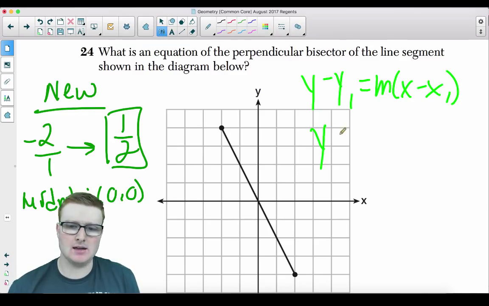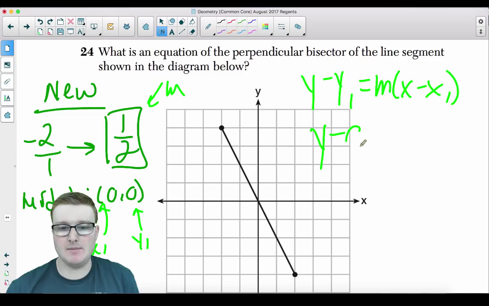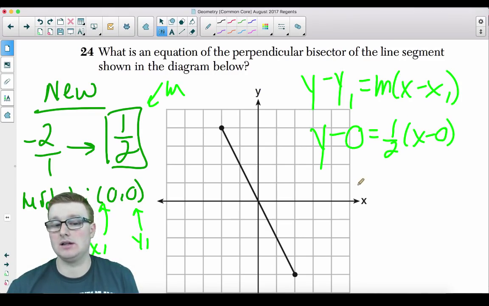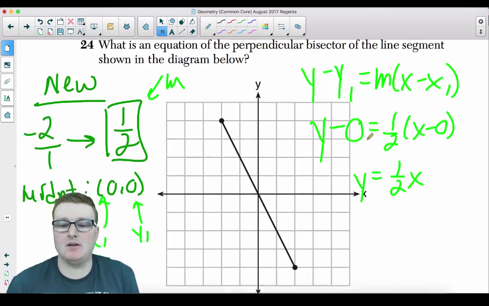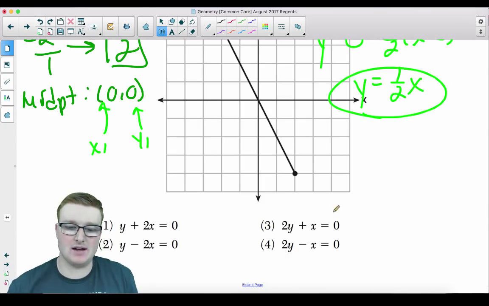You just take y minus the y1 value. This is y1. The 0 is your x1. And your slope is right there. So y minus 0 equals 1/2 times x minus 0. So it's really just y equals 1/2 x. The zeros just drop out. So we're looking for y equals 1/2 x. Of course they weren't nice enough to put it in the form that we wanted, but that's okay. Let's go through each answer choice.